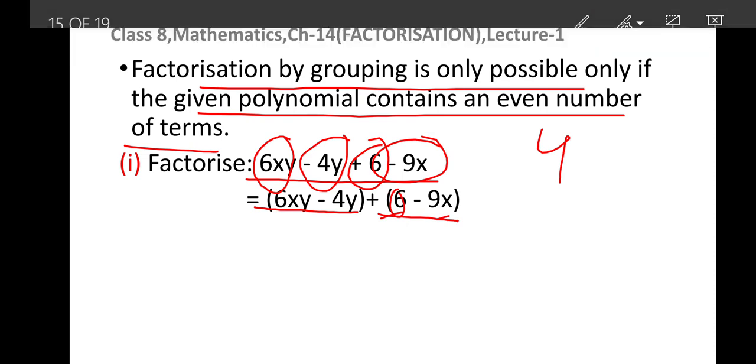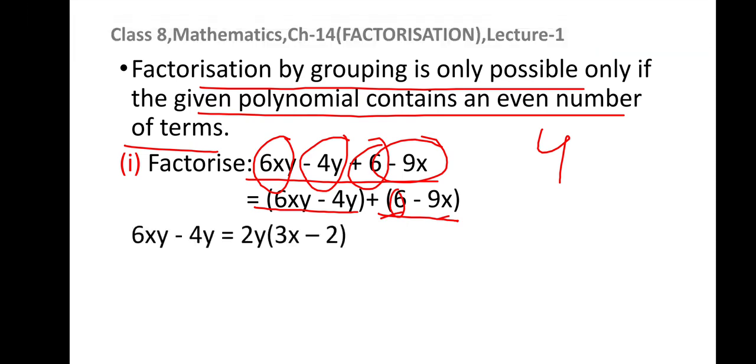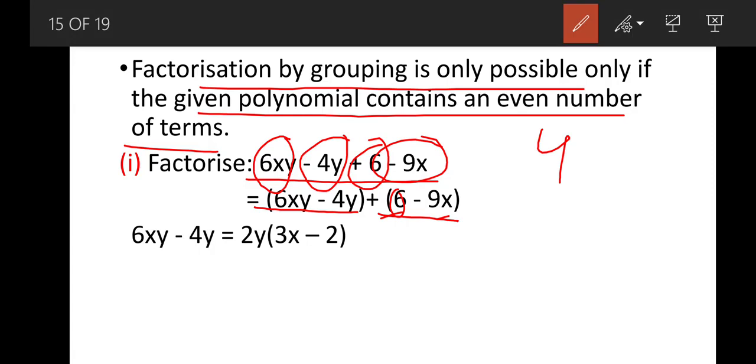So, let us see now. I am taking separate groups. So, firstly, I am writing 6xy minus 4y. Out of 6 and 4, can you take 2 common? 2 is common. Xy and y, what is common? Y. So, 2y I have written outside. And what will be left? 2 into 3 will give you 6. So, 3x will be left inside the bracket minus 2.